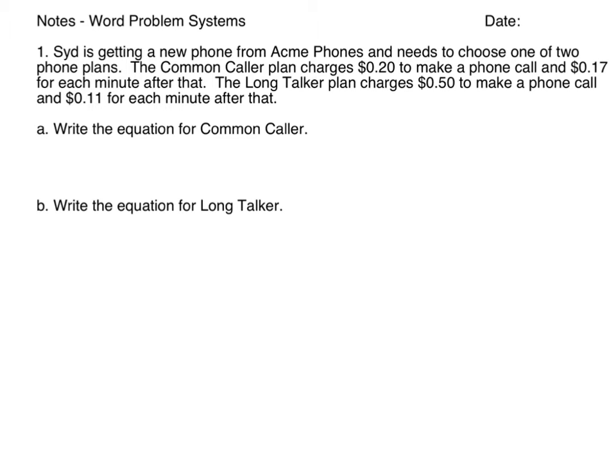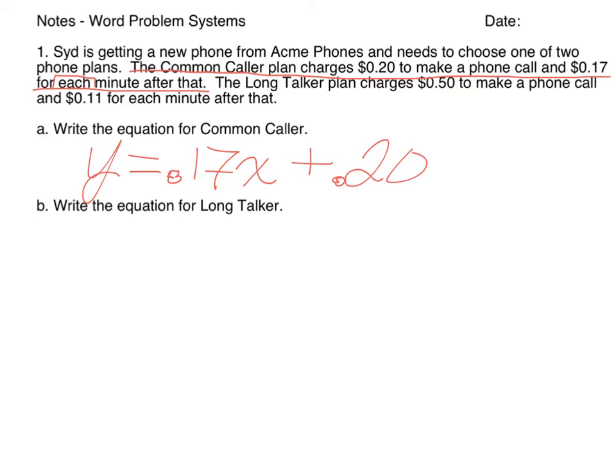All right, guys, so we are talking about word problems for these systems of equations, and we got Sid, who's getting a new phone from Acme Phones and needs to choose one of two phone plans. So there is the Common Caller, which charges 20 cents to make a phone call and 17 cents for each minute after that. That right there tells you it is your slope. So we've got our y equals 0.17x, and that 20 cents is going to be our initial. So we've got our initial.